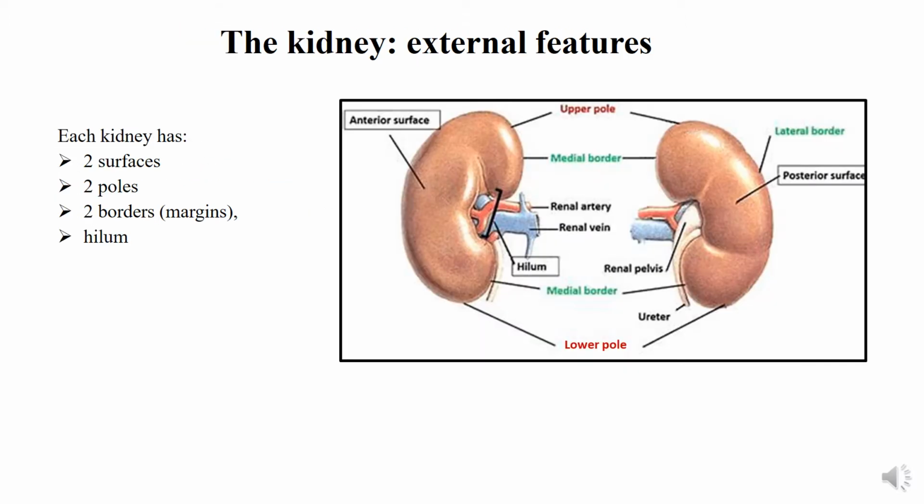So if we look into the external features of the kidney, we will find that each kidney has two poles, the upper one and the lower one. And it has two surfaces, the anterior surface and the posterior surface. And it has two borders, the lateral border and the medial border. And at the medial border side, we find this place, and we call it the hilum of the kidney.